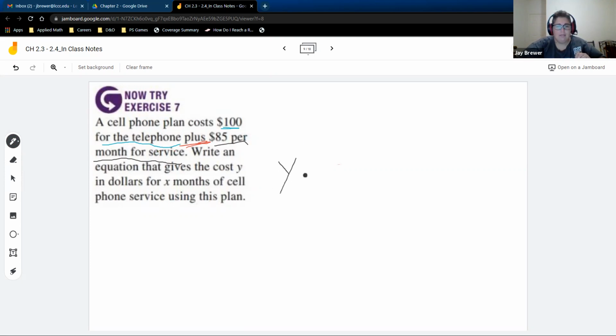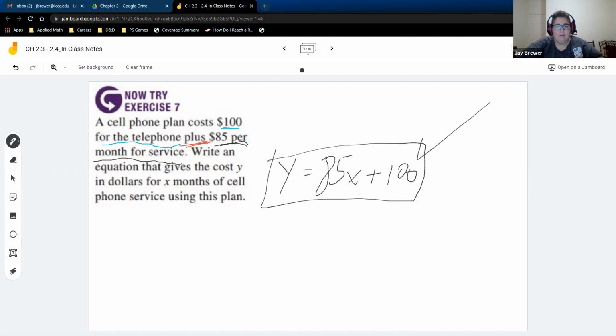So Y is our function name. $85 per month, so 85 goes with the X. And we have a flat fee of $100. That's that one. Okay, easy peasy there.